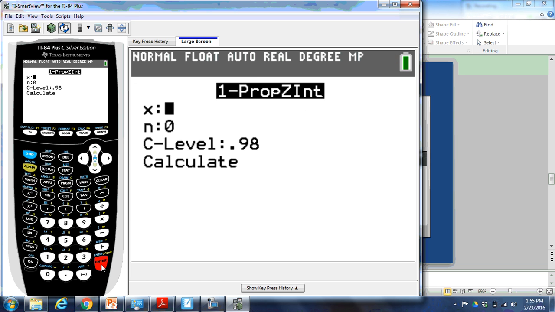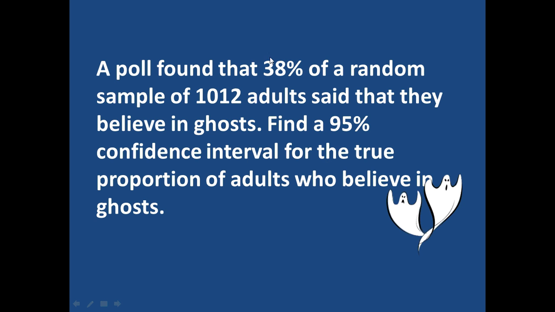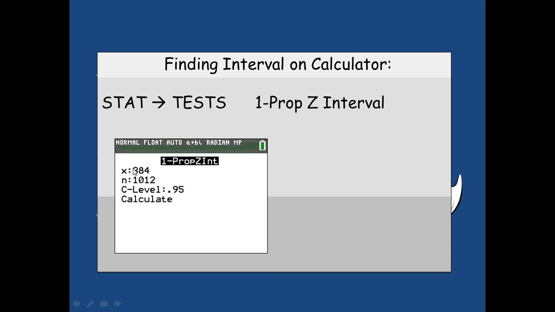So we would go right in there, and it's basically set up so you can just plug in how many out of n. In our case it was 38% of 1,012, and then the confidence level you can just type in. The x actually needs to be a count. So that 384 there is 1,012 times 0.38. It's 38% of the 1,012, so it's not a percentage. It's more of a number of successes, kind of like a binomial, right? It'll be 384 out of 1,012. You can check that that is 38%.